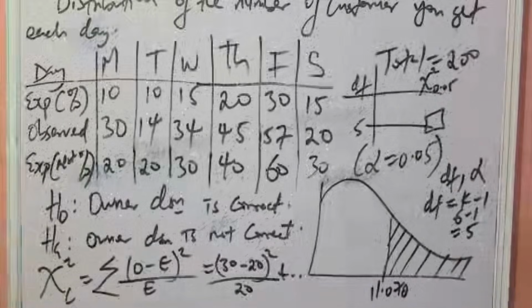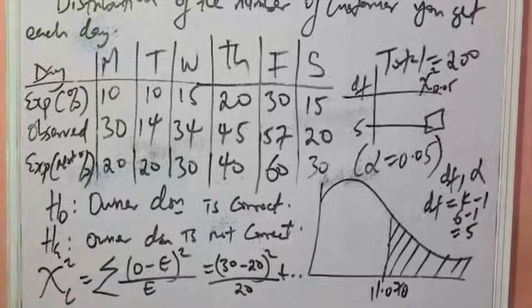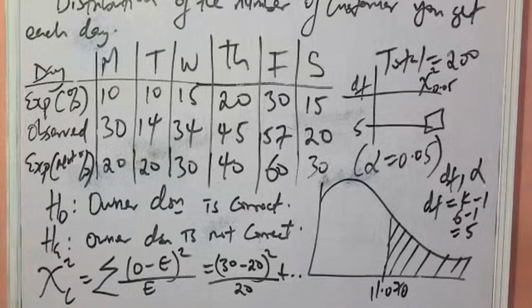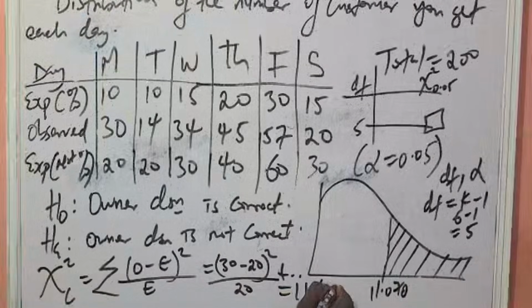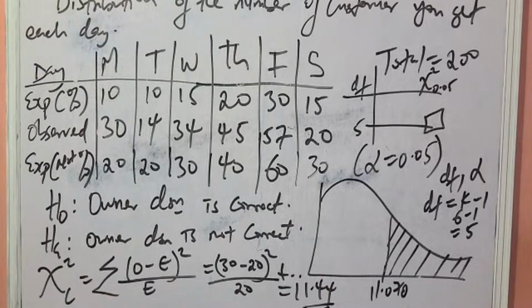So what did you get, guys? The test statistic value was gotten as what? 11.4. Actually, that was correct. So 11.44 is the value for the test statistic.